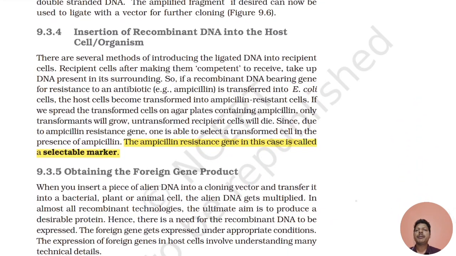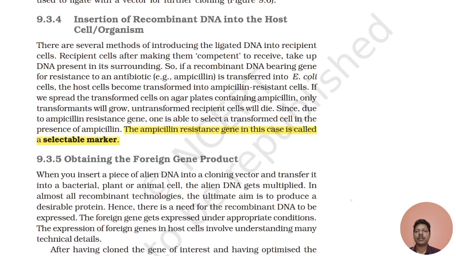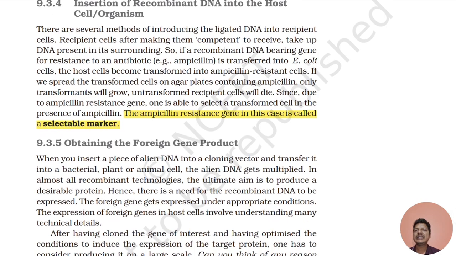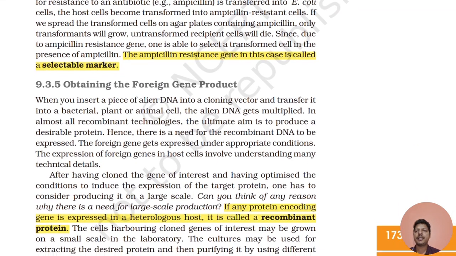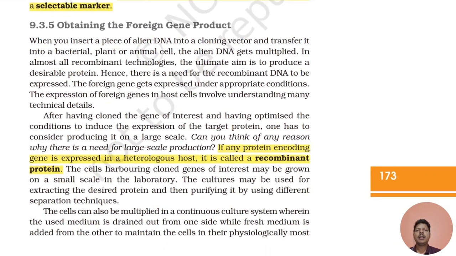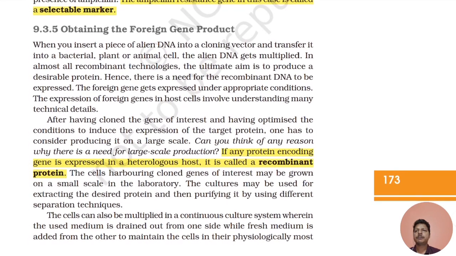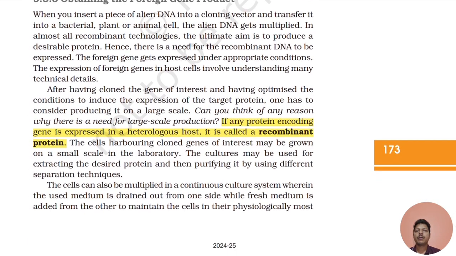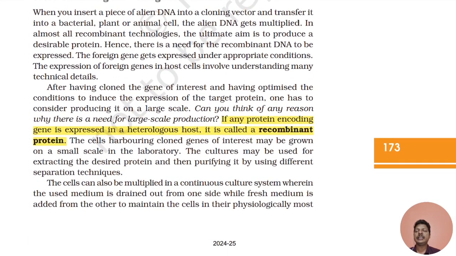Then insert recombinant DNA into the host cell or organism. Here the ampicillin resistance gene in this case is called a selectable marker. The same steps we already discussed in the PDF. Then obtaining foreign gene products. If any protein-encoding gene is expressed in a heterologous host, it is called a recombinant protein.